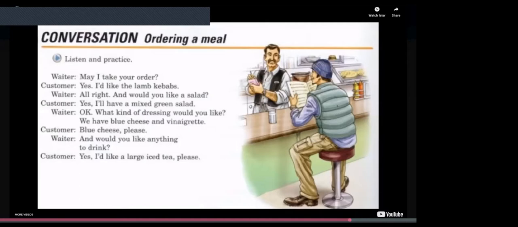Lamb is cordero. Kebabs is like the speciality from India, if I'm not mistaken. Lamb kebabs is an Indian food dish. Okay, thank you. Okay, no problem. Any other question?